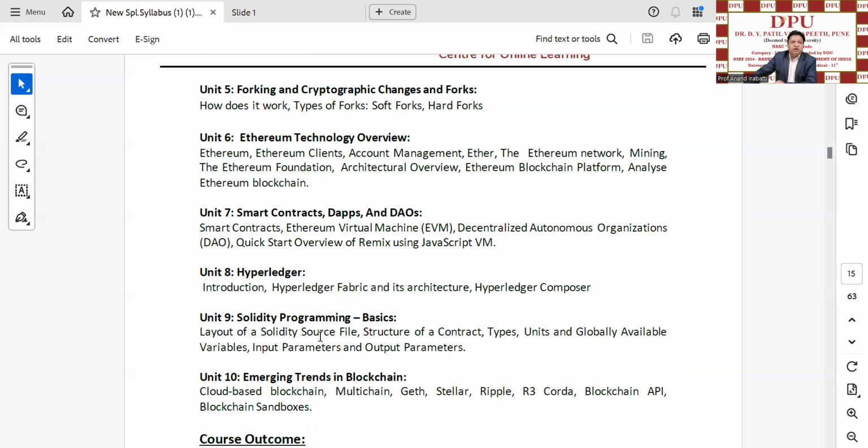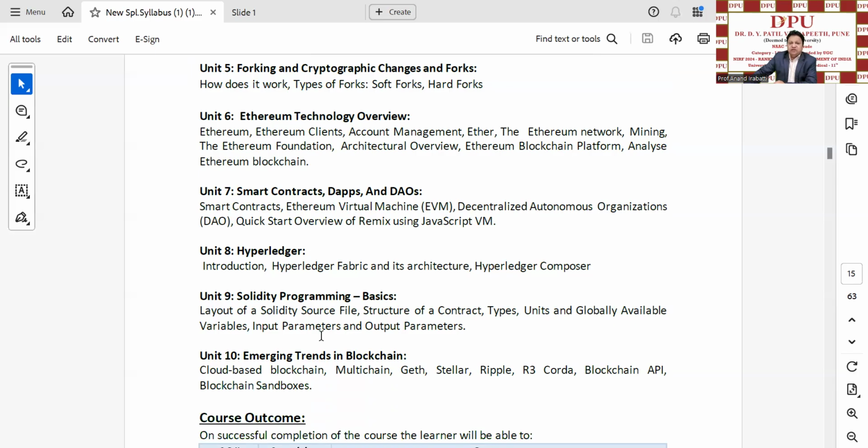Now we are coming to unit number 9, that is Solidity programming, where we are going to understand the basics of the Solidity programming language, as we are going to use Solidity to develop the smart contracts, and then execute them on the web-based environment, that is Remix. So for that, we need to learn the basics of the Solidity programming language.